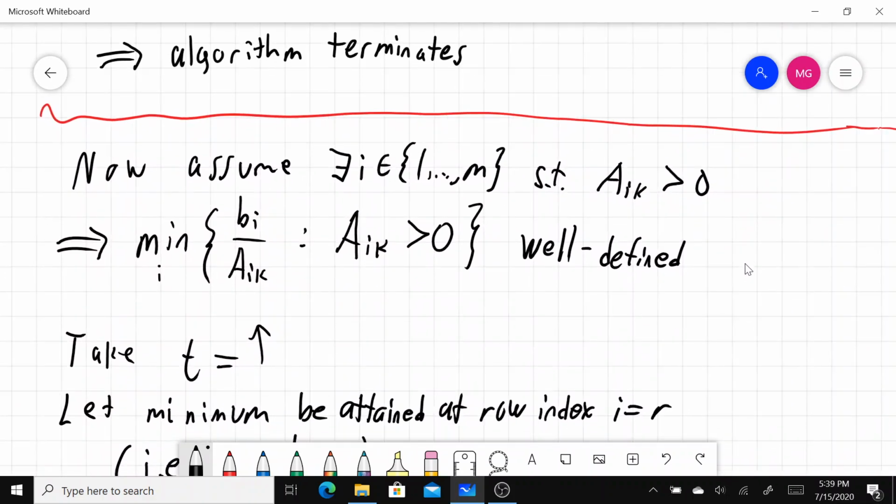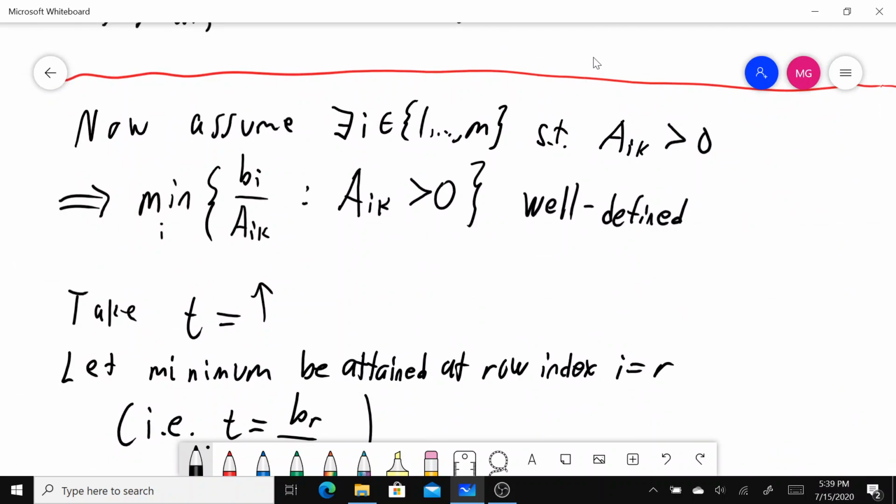So assuming that's not the case, if it is the case, we've addressed it. But if it's not the case, now we can assume that we have a row index i from row 1 to row m here, such that the aik entry is positive. So again, in the column vector ak, I'm looking at the ith entry, and that's positive. And so there exists an i for which that's true. And that means that this minimum of these ratios that we were talking about before is well defined. And so therefore we're free to take t to be this value, which is what we wanted to do.